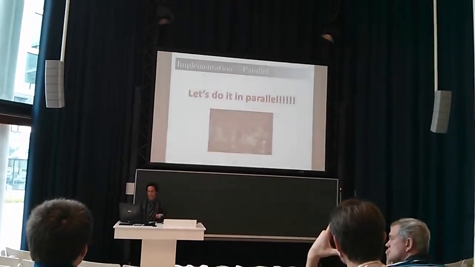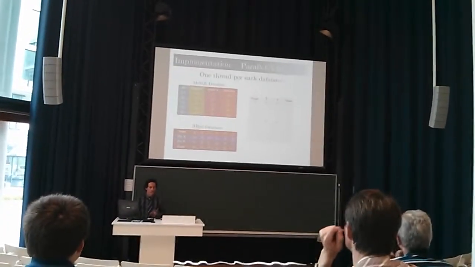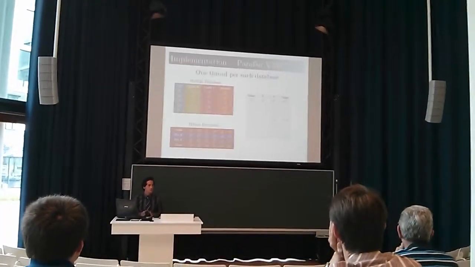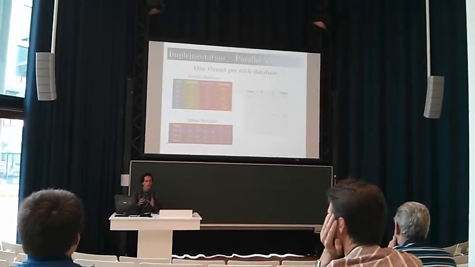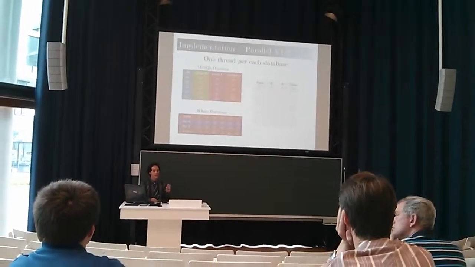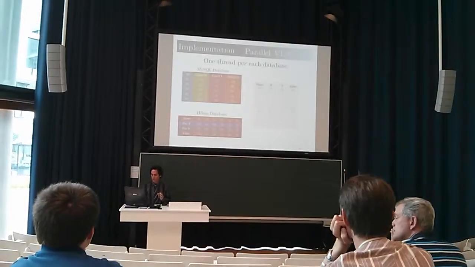Let's do it in parallel. So how do we do this in parallel? We have different ways of doing it in parallel. The first way we tried was doing it with one thread for each database. So as we see in the table, both tables are going to provide the data at the same time.